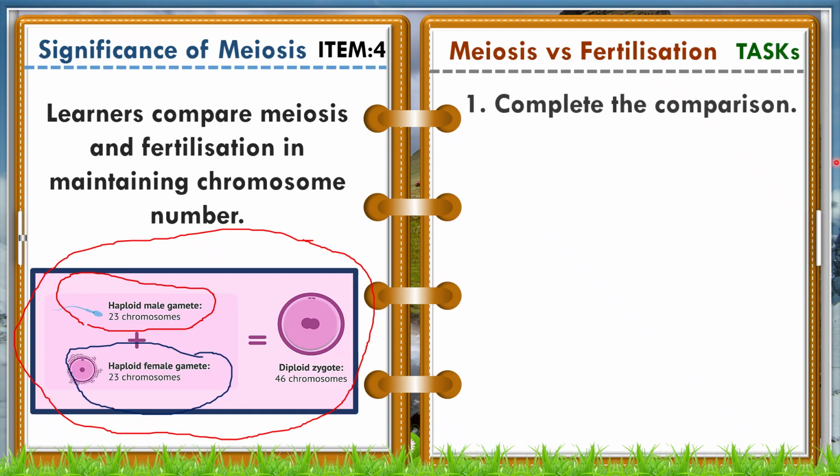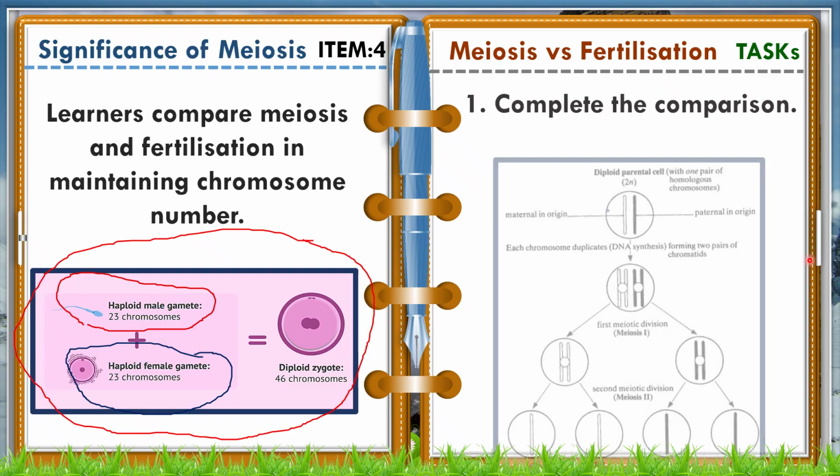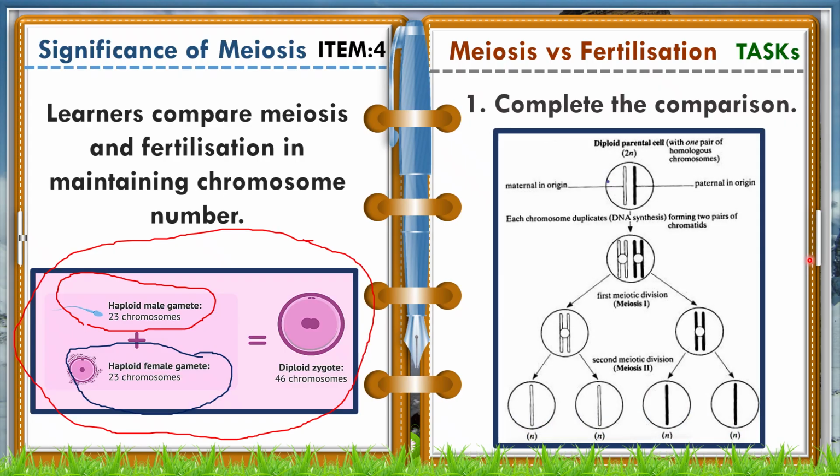Let us look at the task. Complete the comparison. So we want to complete the comparison here, and here we have our diagram. Now this one represents meiosis. So we want to see what is taking place here.